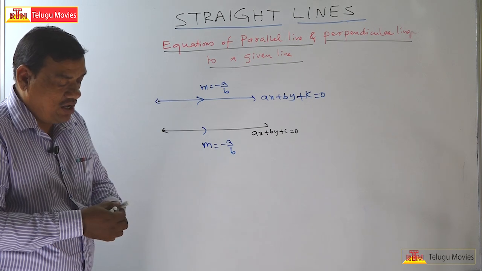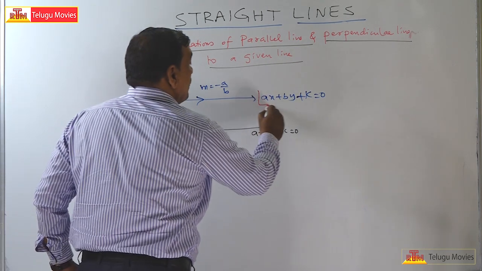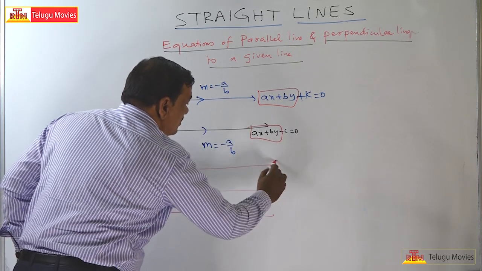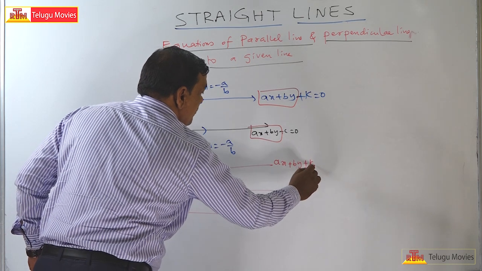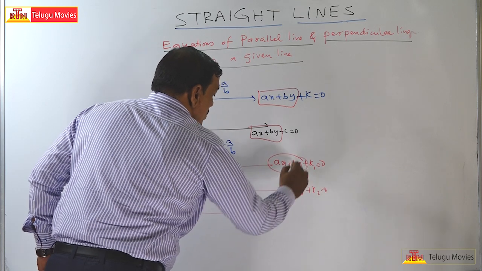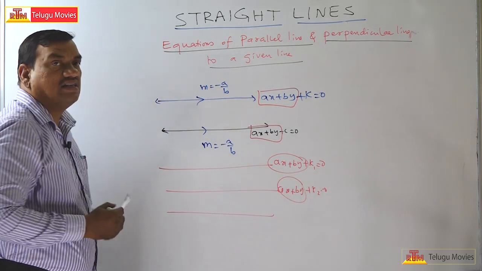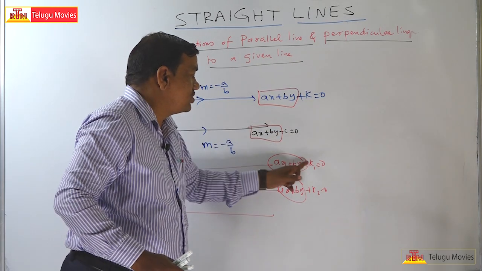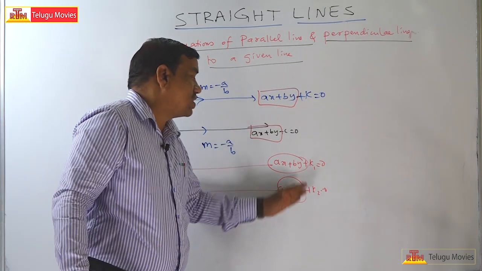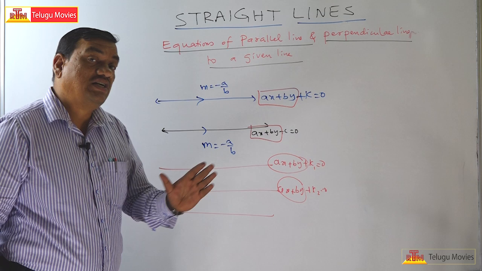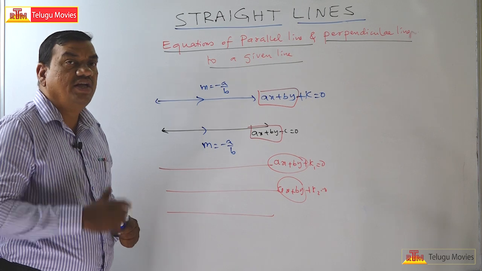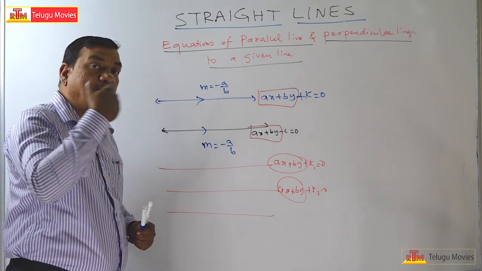From this, we can conclude one thing: the equations of two or more parallel lines, whatever parallel lines you take, are ax plus by plus k1 is equal to 0, ax plus by plus k2 is equal to 0. Equations of all the parallel lines differ by constant terms only. Their x terms and y terms will be the same. Okay, now let us see, for any given line, what is the equation of the perpendicular line.